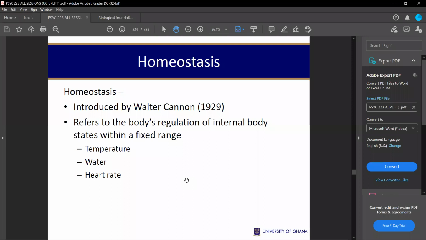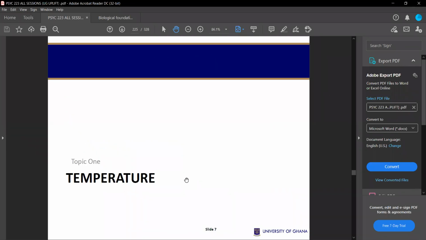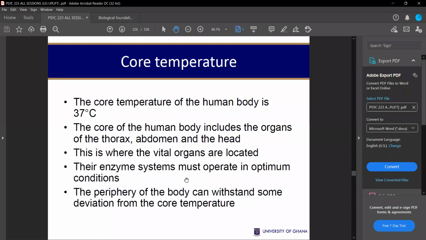So the next one is homeostasis, which has to do with body regulation. So under it, we have different forms: temperature regulation, water regulation, and heart rate. So in terms of temperature, we normally say that the human temperature is supposed to be around 37 degrees Celsius. Okay. So anything which is out of this normal temperature, it means that something is wrong. It is out of norm.